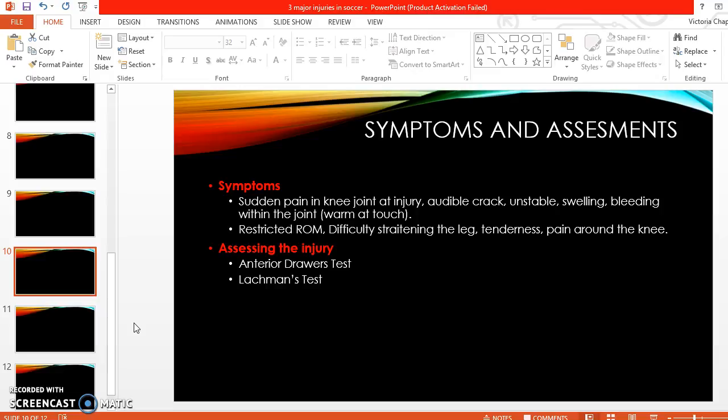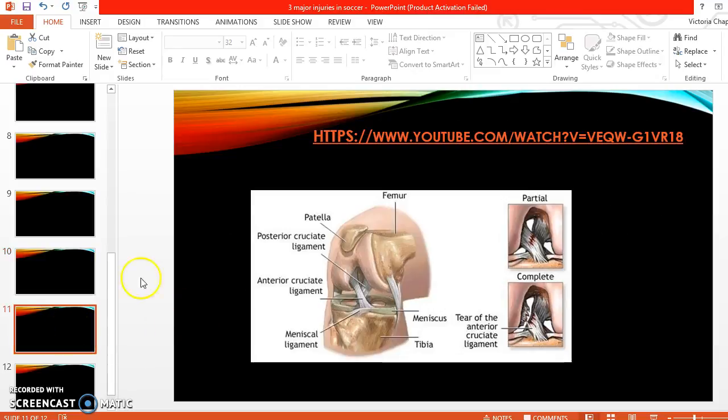Two ways to assess this injury are, again, the anterior drawer test and the Lachman test. We already saw the anterior drawer test, but I do provide an example video of a Lachman test you can check out, which is right here. So as you can see, a partial tear, a complete tear, and some ligaments described in slide 9 on where the MCL is and where the ACL is.